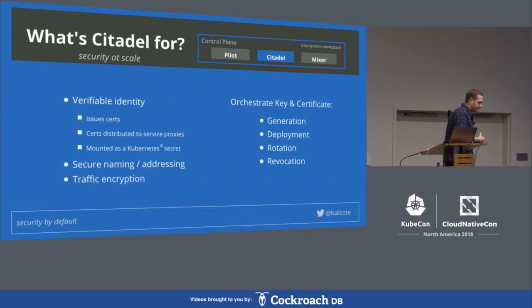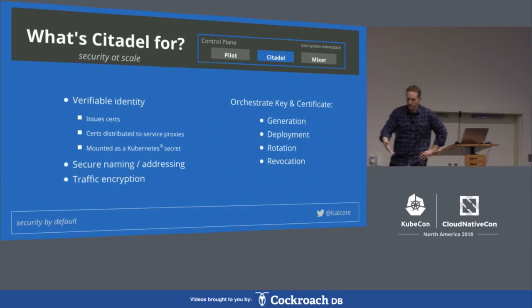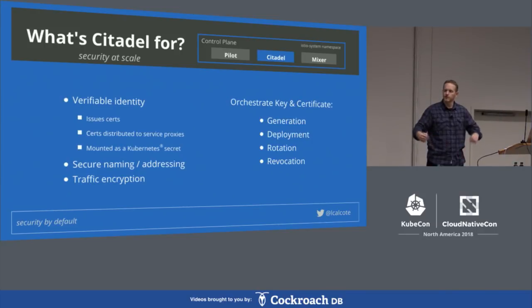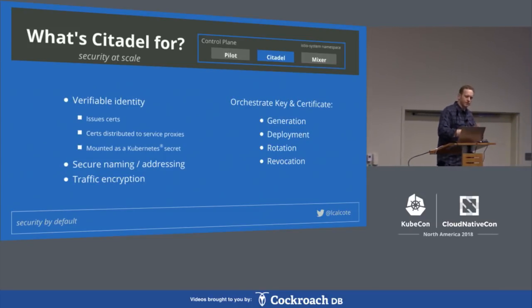Citadel is more or less a certificate authority, managed by Istio. It helps provide a verifiable identity to each of the services, giving them a unique identity. It mints certificates and is able to hand those out, pushing them down to the sidecar proxies, the Envoys, so that you can, if you want to, facilitate mutual TLS, some encryption between each of your services. It does that rotation and handling.